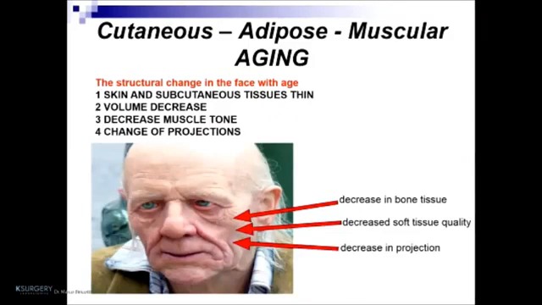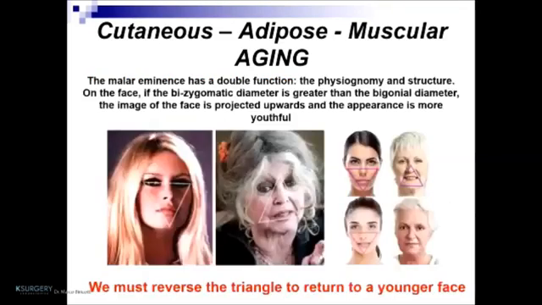So the structural changes in the face with age: first, the skin and subcutaneous tissue thin, volume decreases, muscle tone changes, and the projections change. In this image, we can see the decrease in bone tissue of the patient, decreased soft tissue quality, and decrease in projection. The molar eminences have a double function, physiognomy and structure.